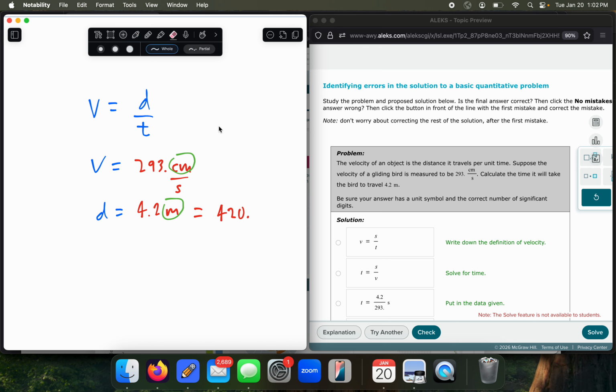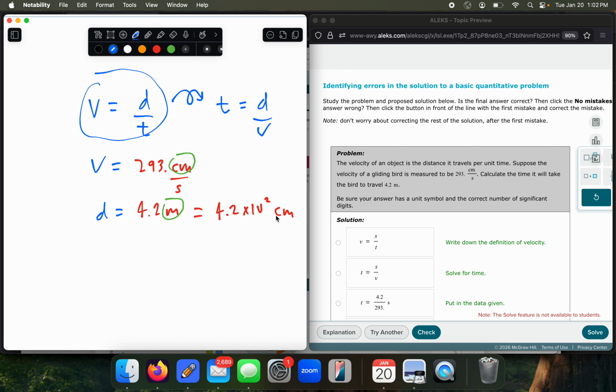I'm going to keep that in scientific notation. I'm going to say it's 4.2 times 10 to the 2 centimeters. Okay, now I've got centimeters, and that'll cancel out. Now we're asked to solve for the time. So if I'm going to solve for the time, I'm going to take this equation here and rewrite it. Multiply both sides by t, divide both sides by v, and I get my time. Okay, so let's see if they have that.